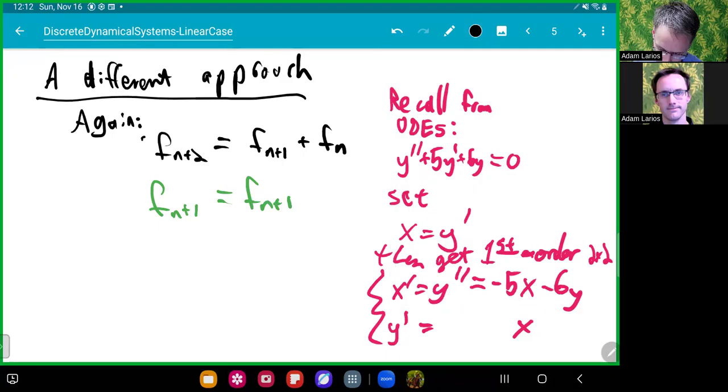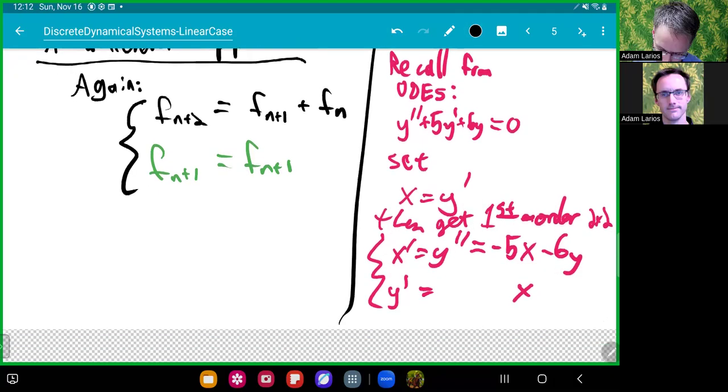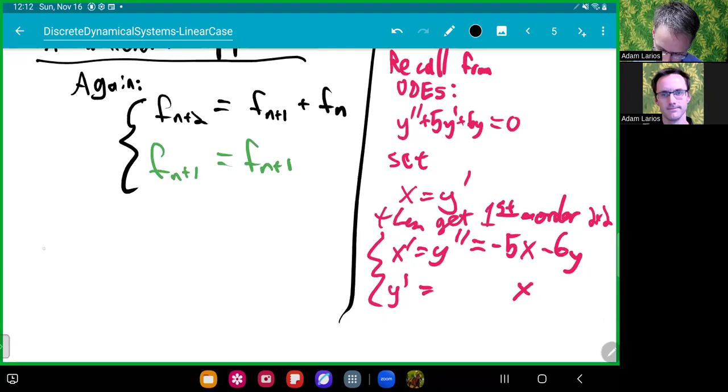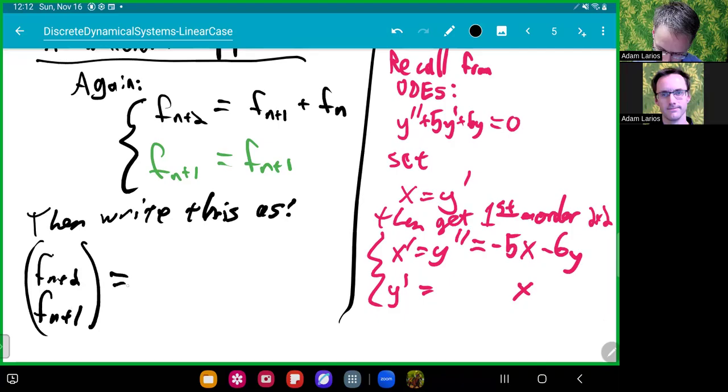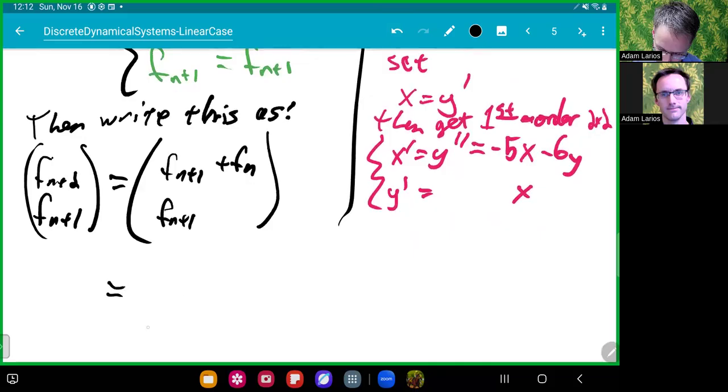So that seems like we've done nothing, but as you'll see, this will be a pretty nice choice, because then we can write this as f_{n+2}, f_{n+1} equals, so we'll now think about these as a vector. So here we're going up in dimensions. f_{n+1} plus f_n, and then f_{n+1} again. But notice that we can write this as a matrix times some unknown vector.